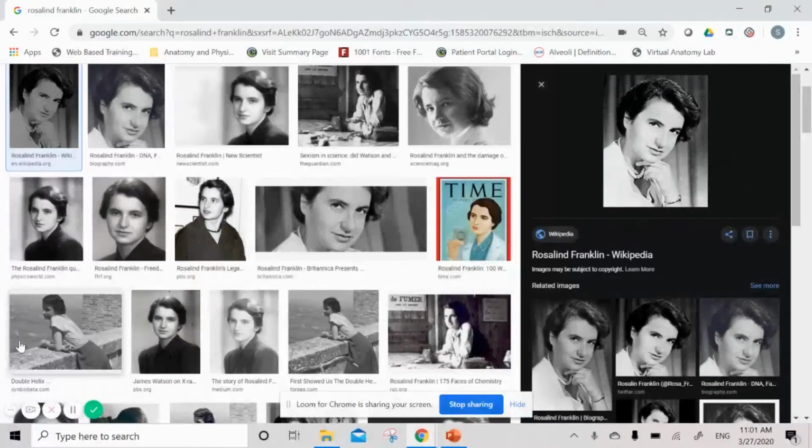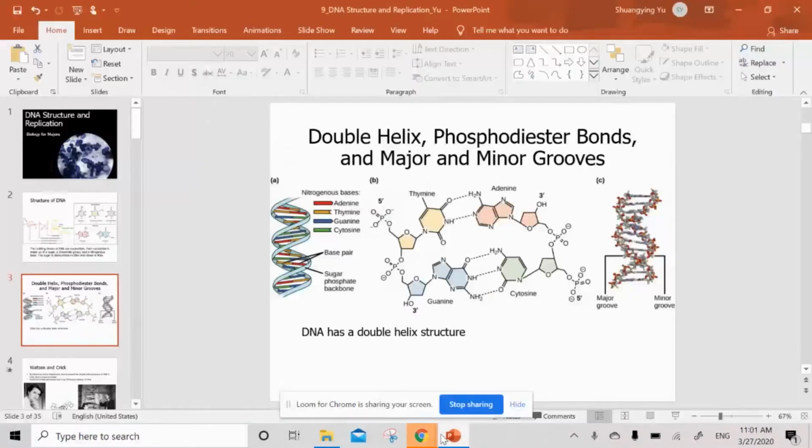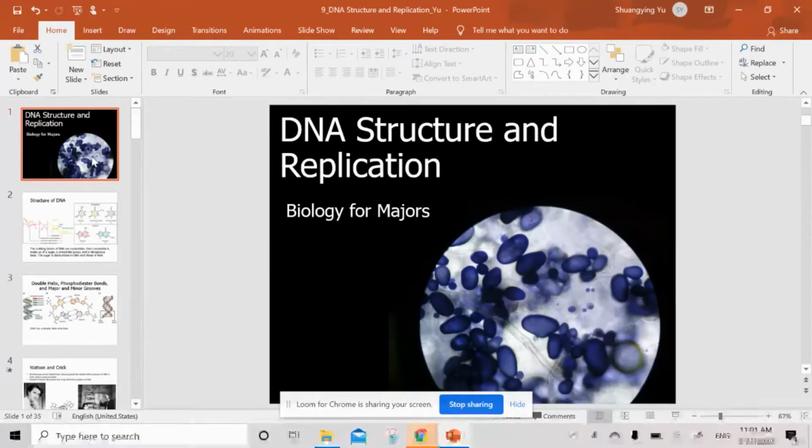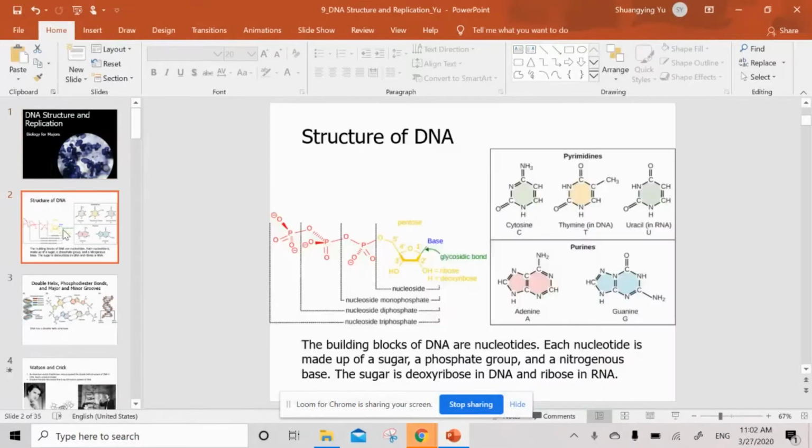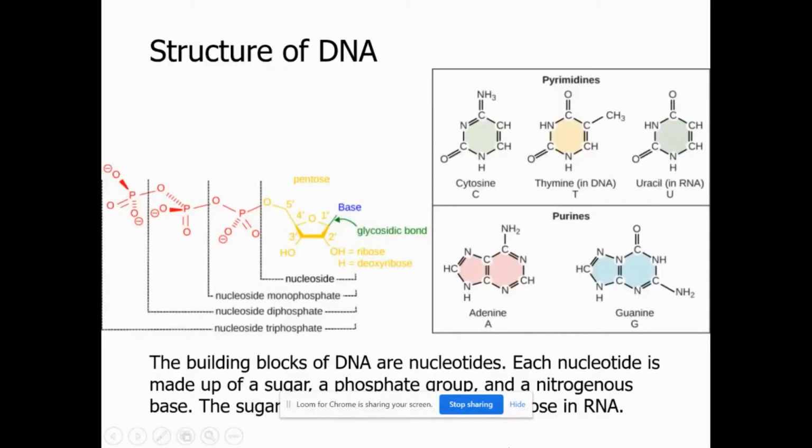Okay, so you might be wondering who is in these pictures. I'll talk about that in a few minutes. So everybody is very familiar with DNA, and we're gonna dig deeper into the DNA structure and replication in this chapter. Okay, so first of all, structure of the DNA. So we know DNA is a nucleic acid, right? And we talk about this in the biomolecules chapter. So the building block of DNA is nucleotide.